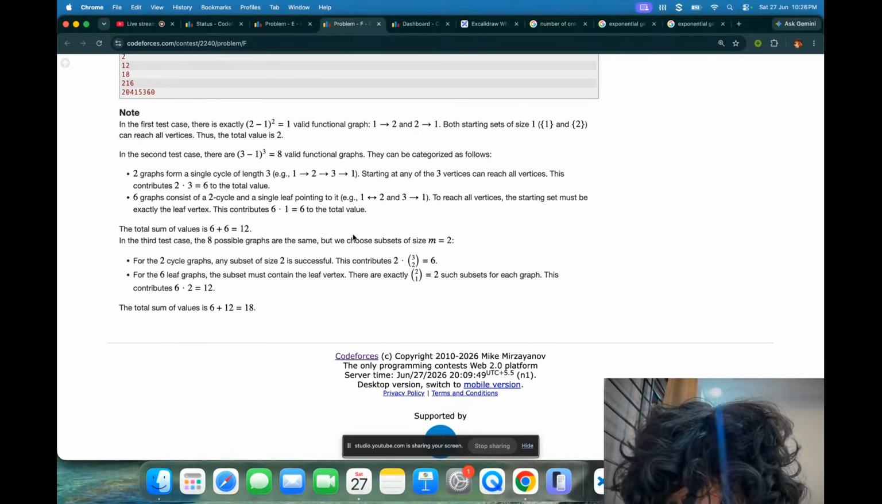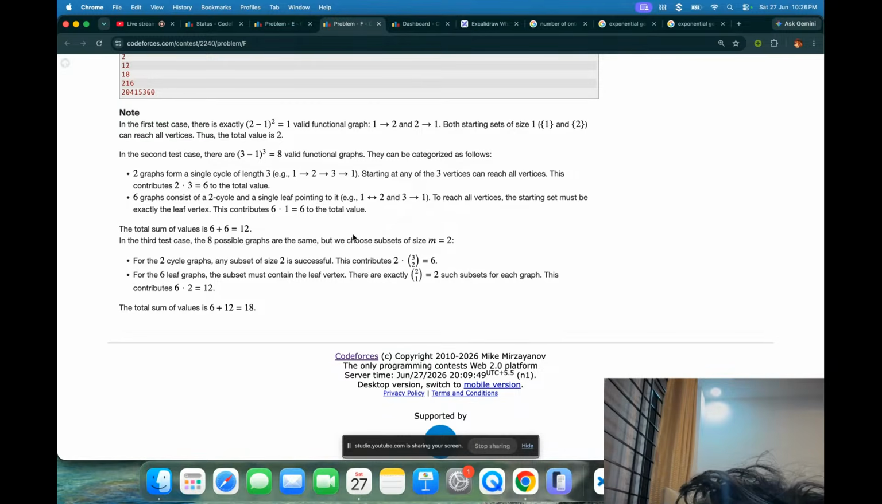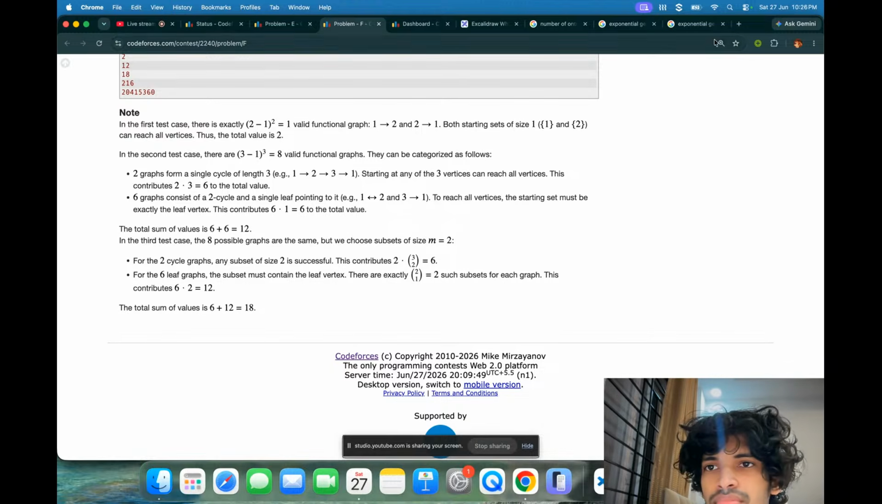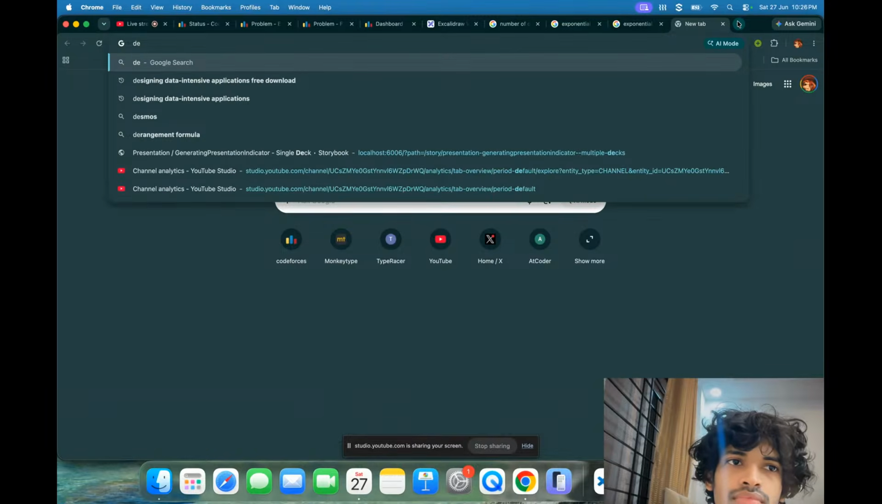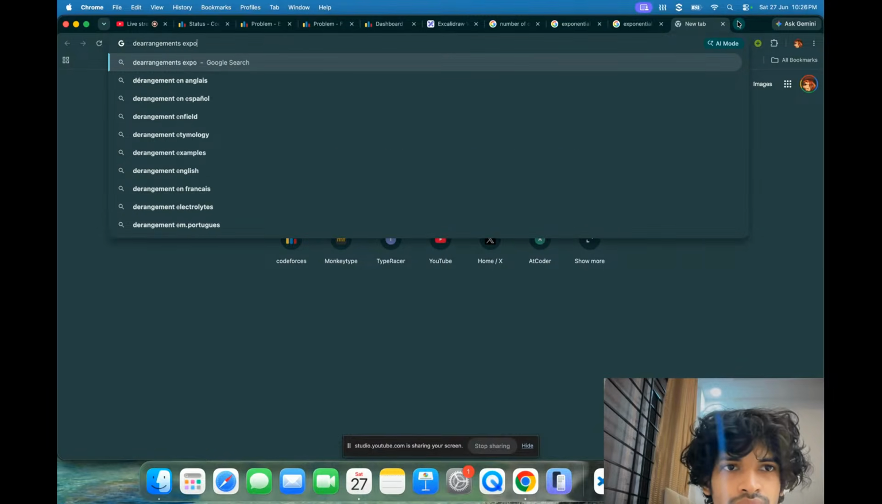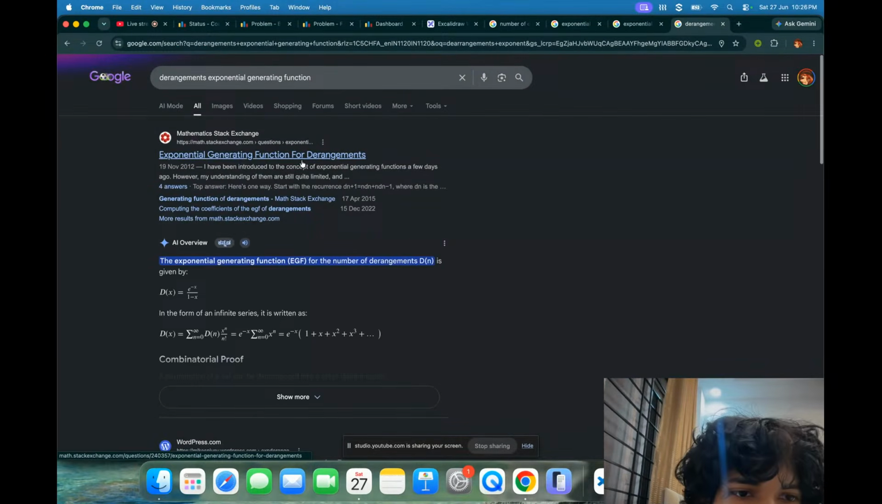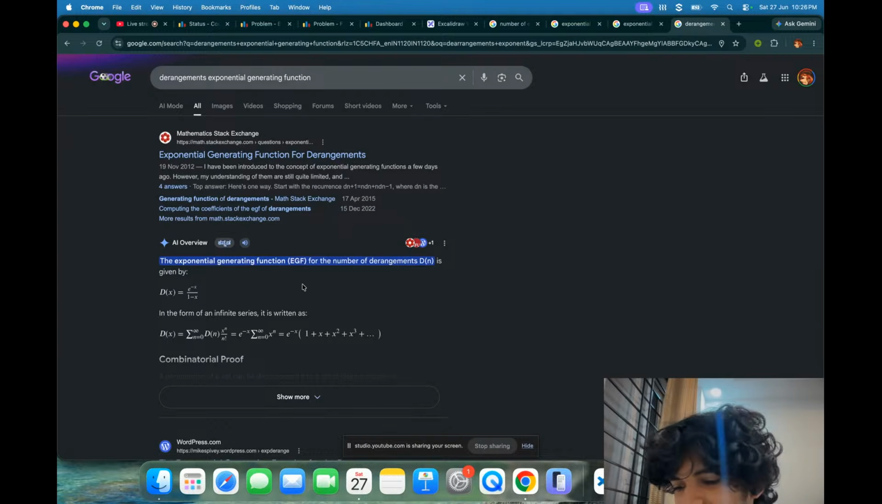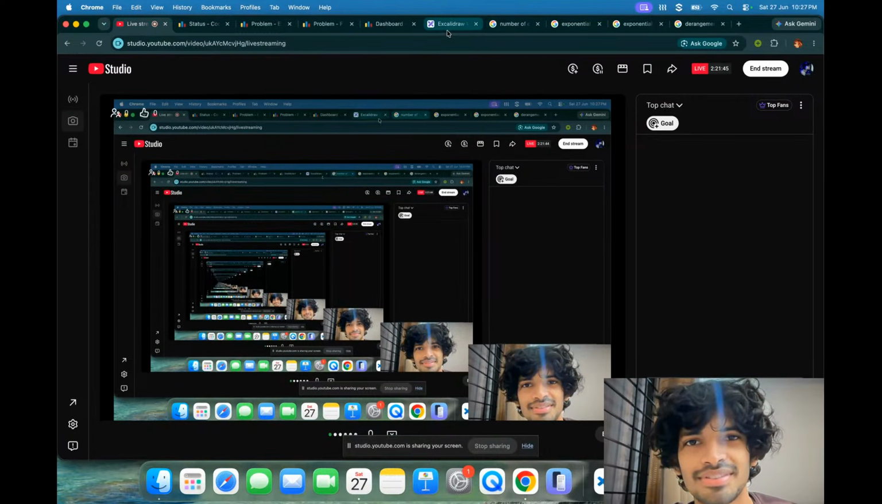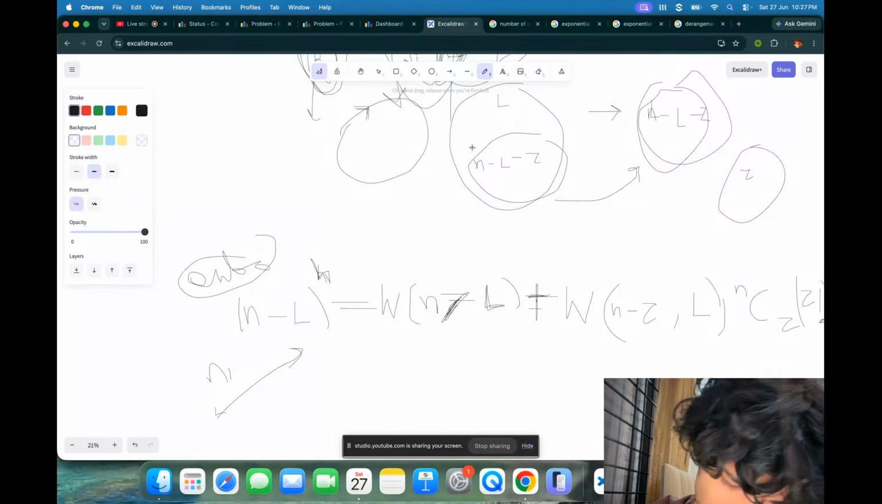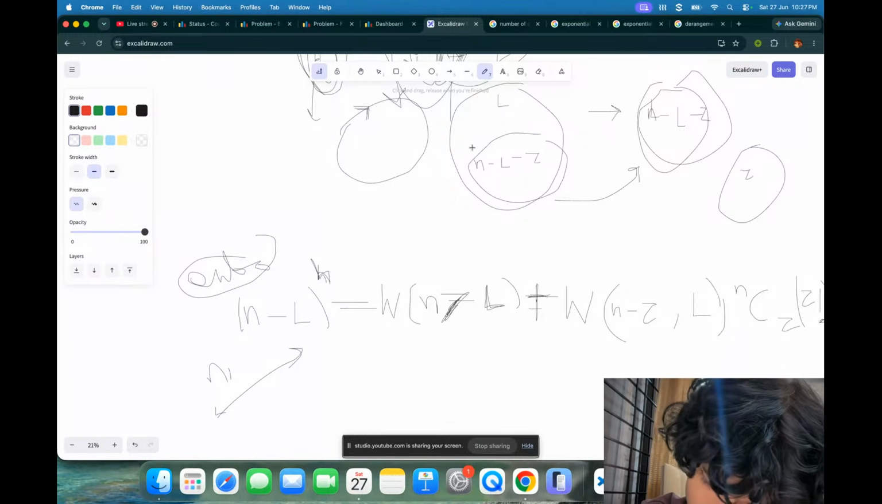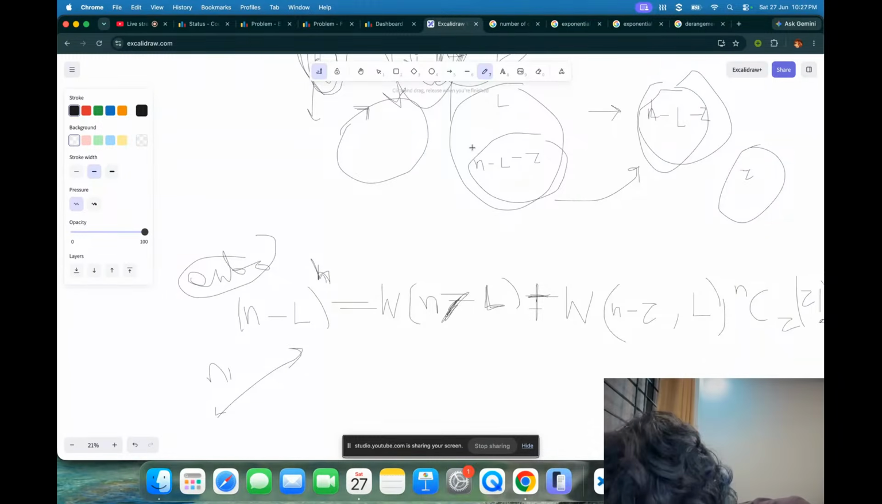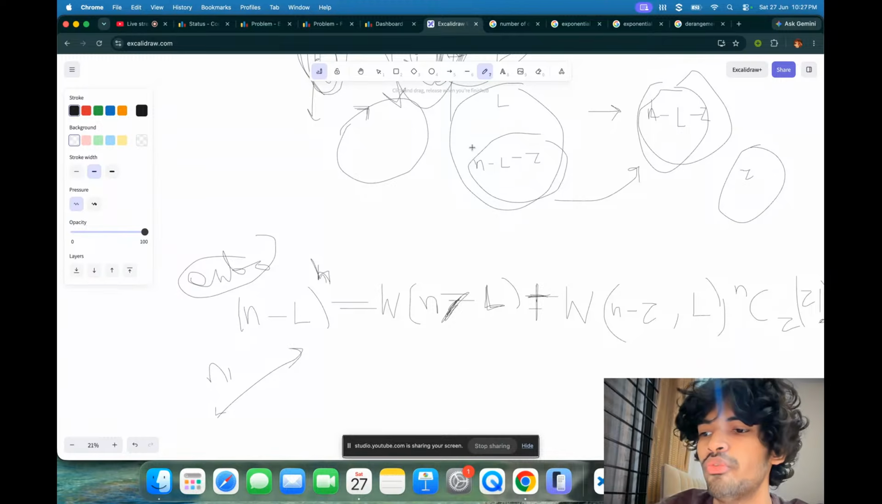Okay, let's say you somehow have, now this generating function equals to, let's say you have onto without any.